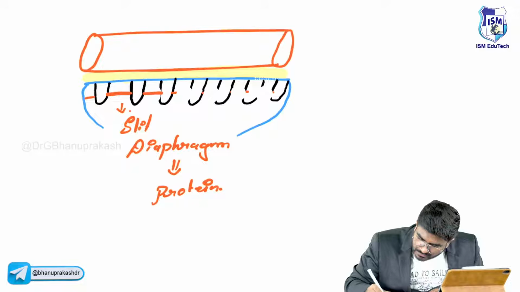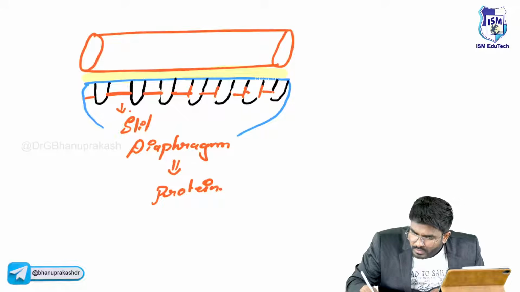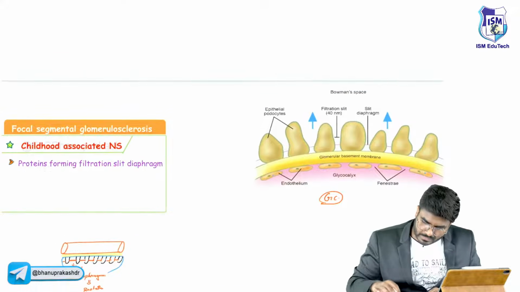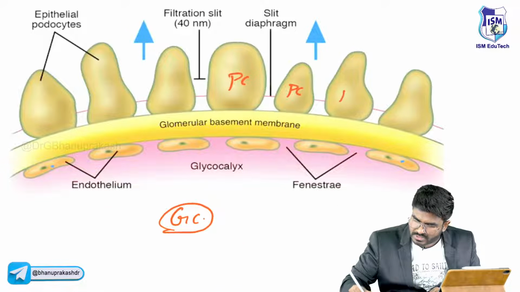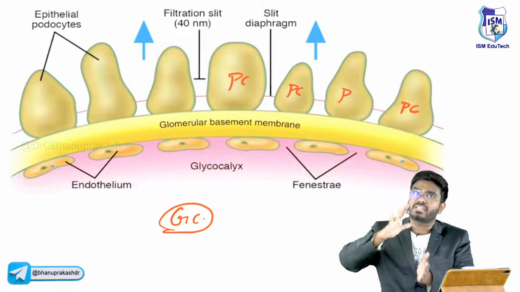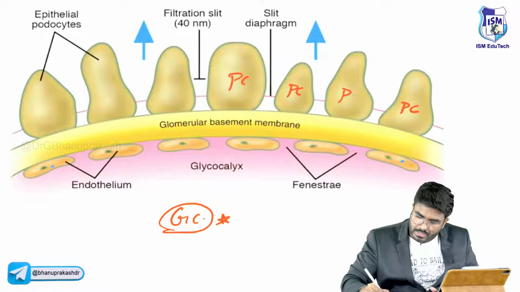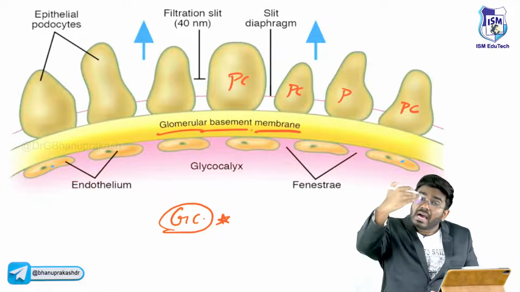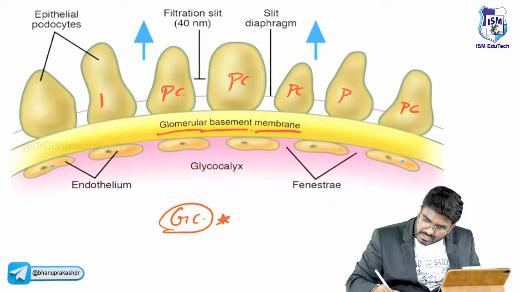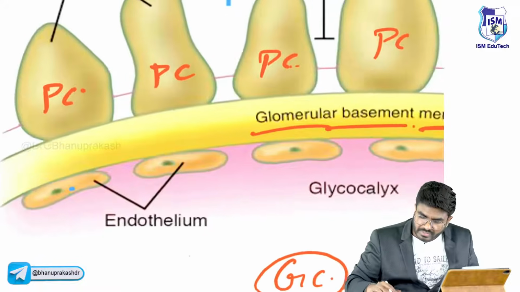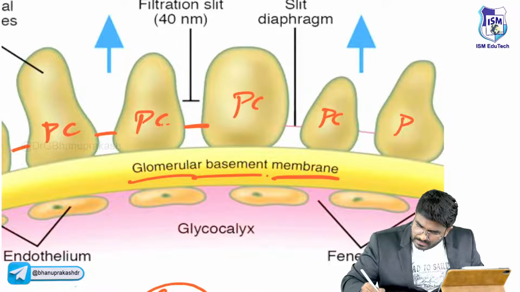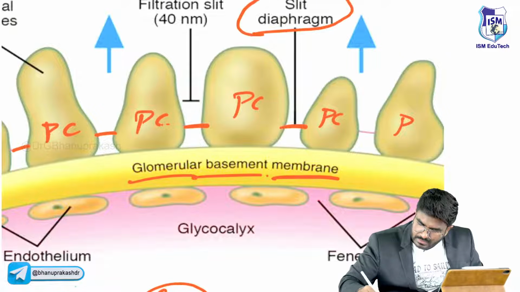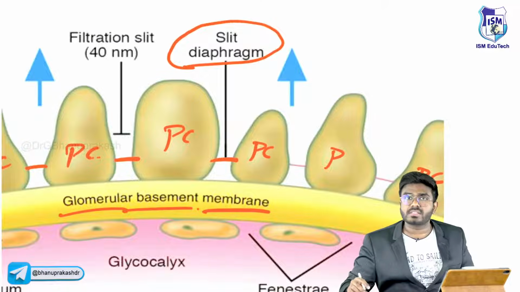So the slit diaphragm is very important. What is the slit diaphragm made up of? It is made up of important proteins. Look here also. These are the podocytes, all these are the podocytes. I am showing in a reverse direction. This is the glomerular capillary. This is the glomerular basement membrane. On the other side of the glomerular basement membrane, these are the podocytes. In between the podocytes, are you able to appreciate the structure? It's called the slit diaphragm.